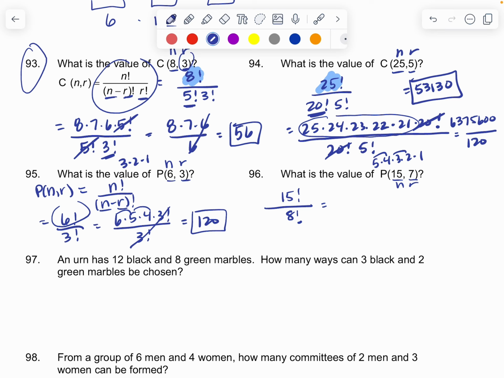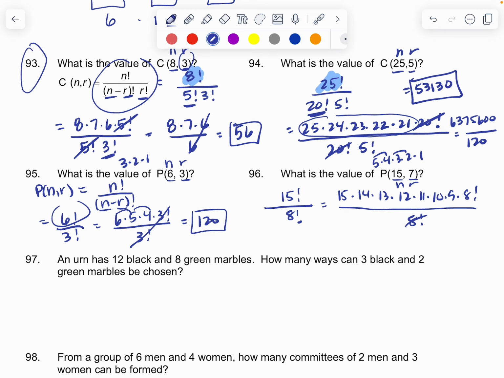Now, 15 factorial, that's 15 times 14 times 13 times 12 times 11 times 10 times 9 times 8 factorial all over 8 factorial. Ew, okay, let's see what that's left. I have no idea. This is going to be a big number. So I have 15 times 14 times 13 times 12 times 11 times 10 times 9. Let's make sure I did that right. 15, 14, 13, 12, 11, 10, 9.